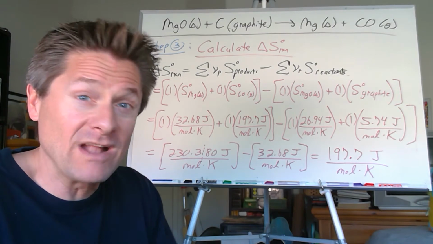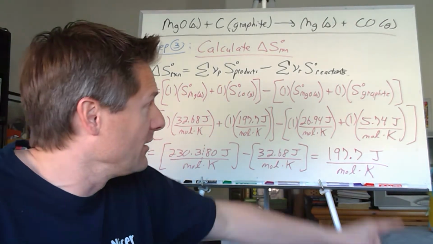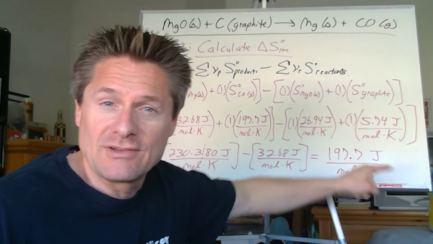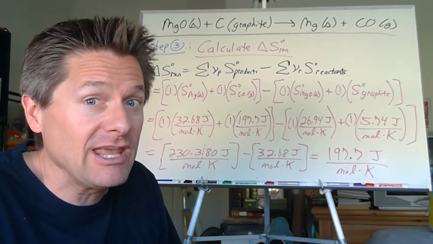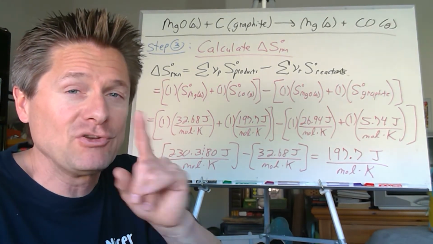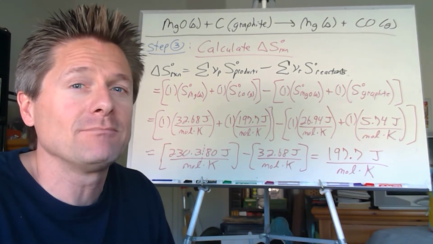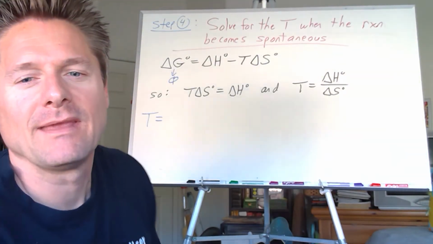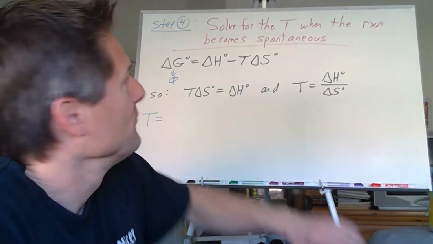This is the easy part. Watch out for the joule to kilojoule conversion, right? This is joules. Your delta S is in joules. Your delta H is in kilojoules. If you don't put your units, you're going to get caught with your pants down. Got to be careful. All right, let's see how we do.